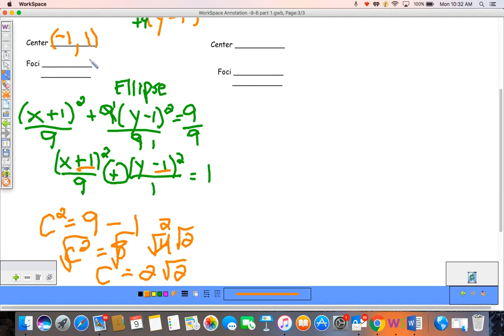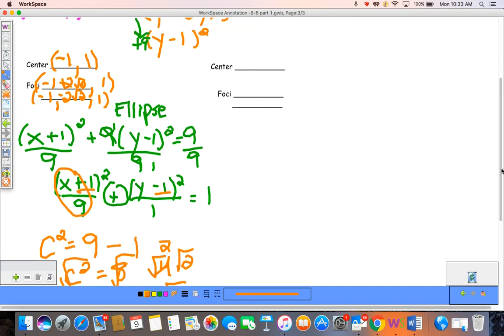And then, do I add it to my x-coordinate or the y-coordinate of my center? Well, in this case, it's going to be the x, because for an ellipse, it's which one's larger. The larger number's underneath the x, so that's what we're going to add and subtract it to, the x-coordinate of my center. So it's going to be -1 plus 2 square root of 2, comma 1, and -1 minus 2 square root of 2, comma 1. Kind of ugly looking foci, but that's what they are.